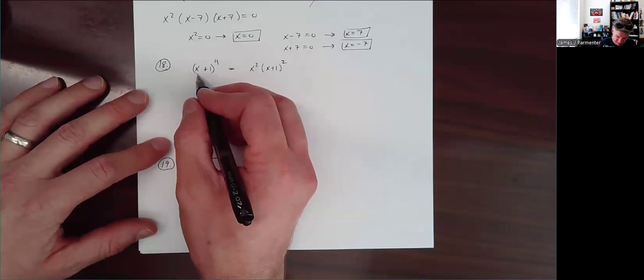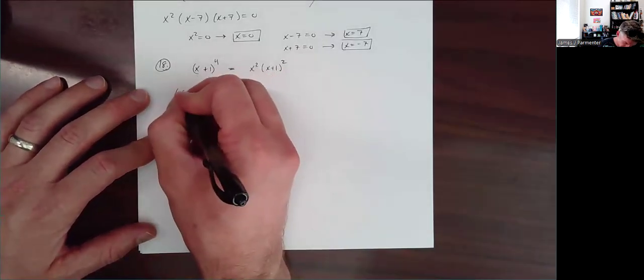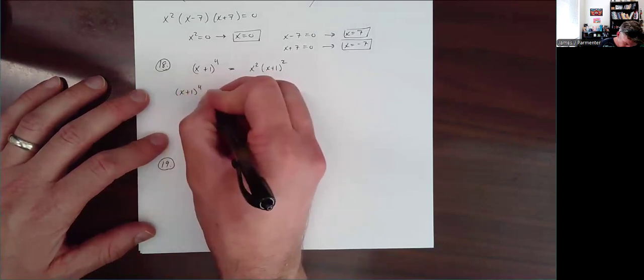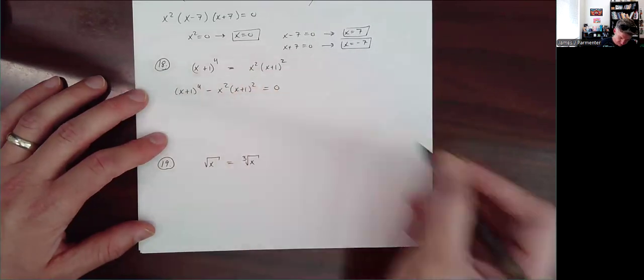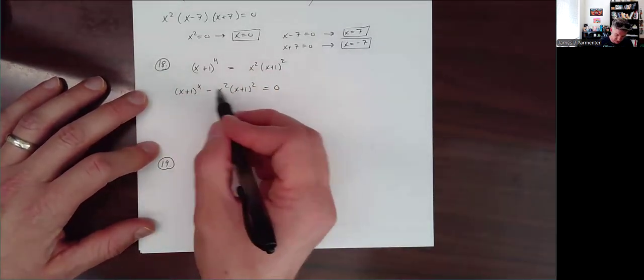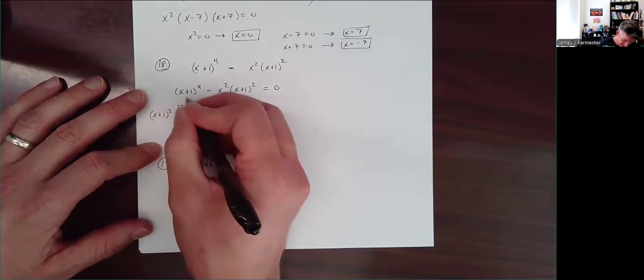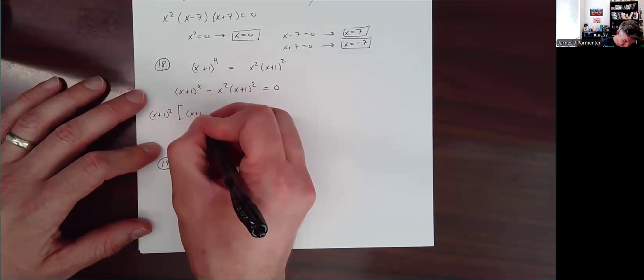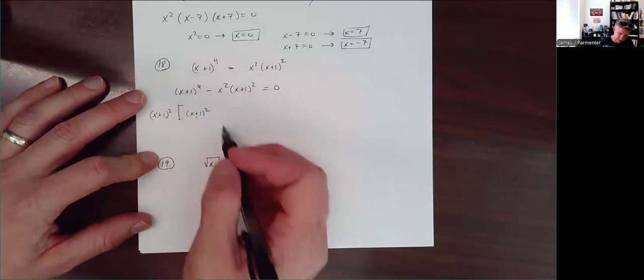So I'm going to bring everything probably to the left side, but this one's kind of weird, I will admit. So I'm going to have x plus 1 to the fourth minus x squared times x plus 1 squared equal to 0. I'm going to factor out an x plus 1 squared from both of these terms. So I factor out an x plus 1 squared. Here I'm still left with an x plus 1 squared, because x plus 1 squared times x plus 1 squared, you would add the powers and get x plus 1 to the fourth.